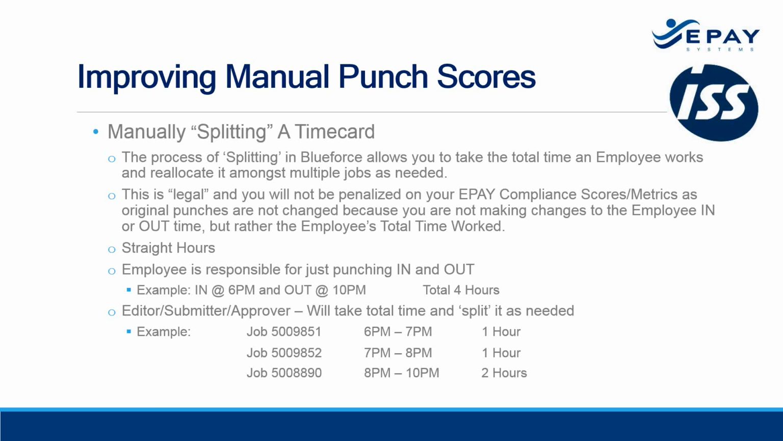The employee is responsible for just punching in and punching out. Just as the theme has been all this webinar, the employee still punches in, they punch out. What you would do after the fact is come into the system as an editor, submitter, or approver, and take that total time and split it out as needed. The example here shows 3 jobs. I want an hour going to job A, an hour for job B, and 2 hours for job C. So you can move your time around as needed using the split function on the time card.